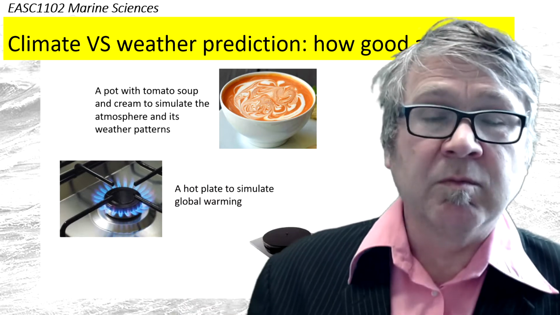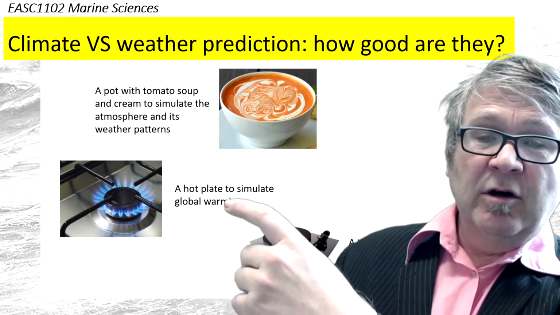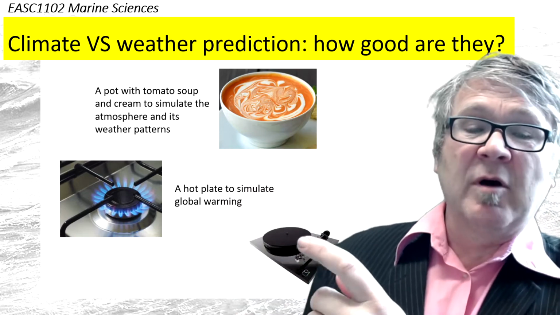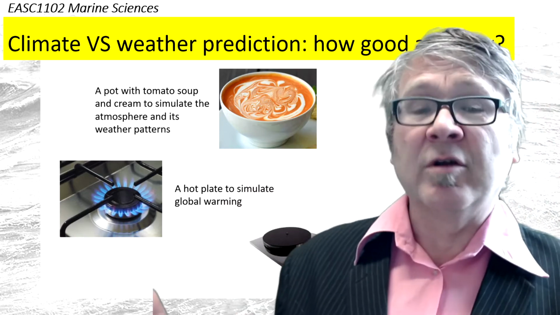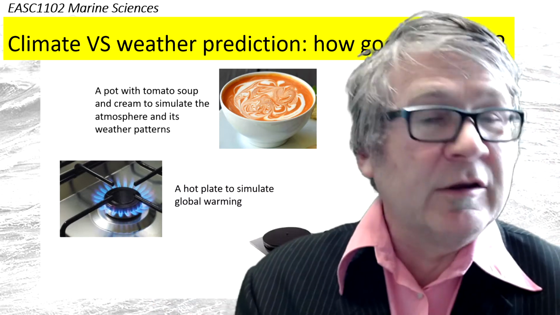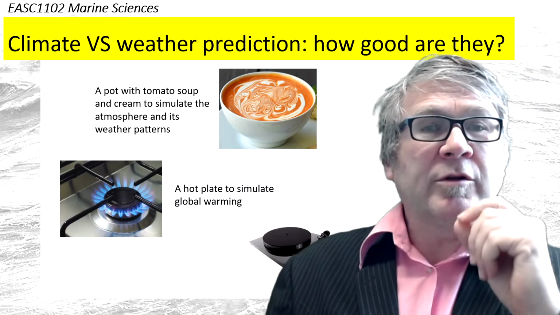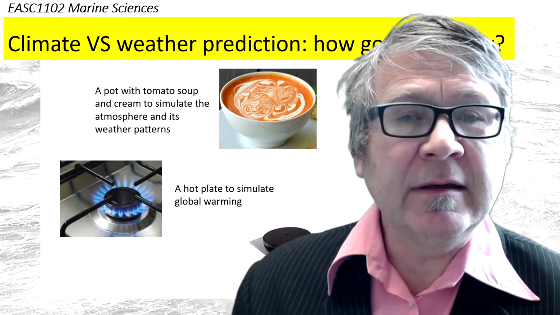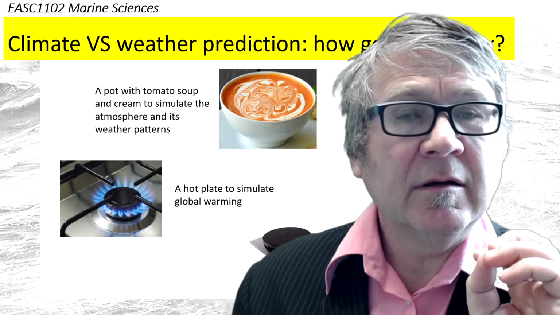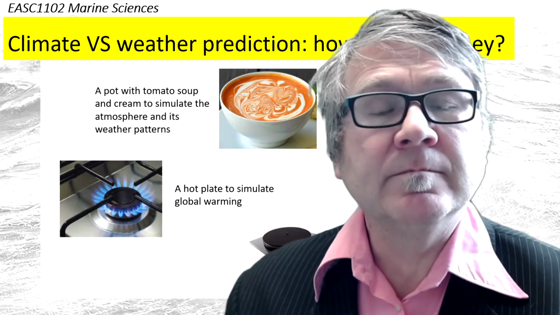What you also might want to have is a turntable. So you put the hot plate and the pot of tomato soup onto the turntable to simulate the Coriolis effect. This just gives a little bit more realistic detail. A little bit tricky to realize, but anyway. So now what you can do is predict that the tomato soup will get warmer.